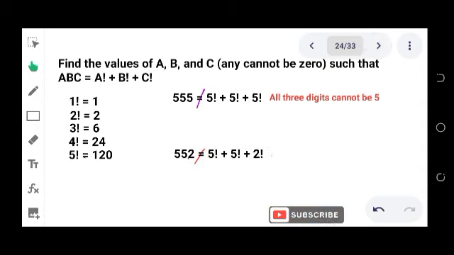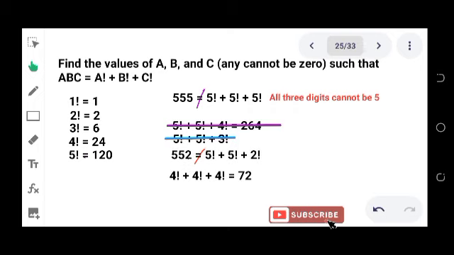Now, if we're going to use 552, that will be 5 factorial plus 5 factorial plus 2 factorial, which is again not equal to 552. So we cannot use 552 as well.